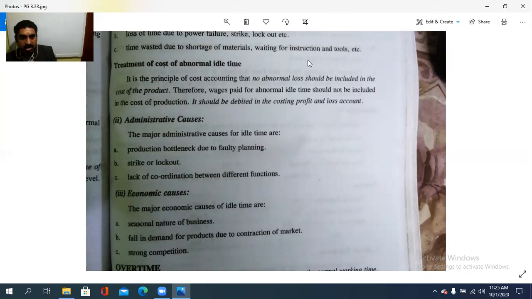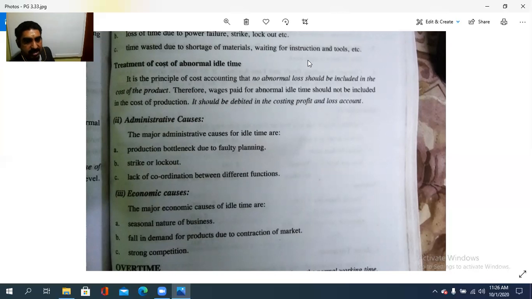So production bottleneck due to faulty planning or strike or lockout and lack of coordination between different functions of the department. Different functions. ഇപ്പോൾ ഫിനാൻസ് ഡിപ്പാർട്ട്മെന്റും മാർക്കറ്റിംഗും കൂടെ നിരന്തരം പ്രശ്നം ഉണ്ടാക്കുകയാണ്. ഫിനാൻസ് അവരുടെ ഫൈനാൻഷ്യലി അവര് എന്തോ കൊടുക്കുന്നില്ല. അങ്ങനെ വരുമ്പോഴത്തേക്കും അഡ്മിനിസ്ട്രേഷൻ പാർട്ടിൽ നിന്ന് വരുന്ന പ്രശ്നങ്ങൾ, isn't it? അപ്പൊ വർക്കിനെ അത് ഗെറ്റ് അഫക്റ്റഡ്. അപ്പൊ അങ്ങനെ കോഓർഡിനേഷൻ ബിറ്റ്വീൻ ഡിഫറെന്റ് ഡിപ്പാർട്ട്മെന്റ്സ്, അതൊരു അഡ്മിനിസ്ട്രേറ്റീവ് കോസ് ആണ്.